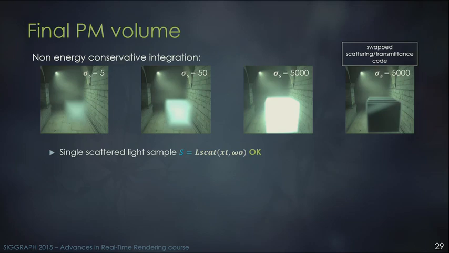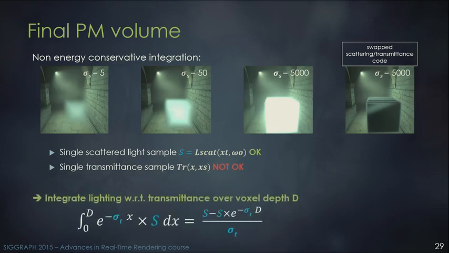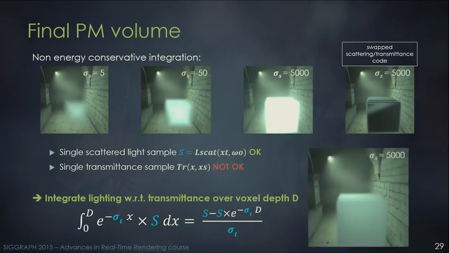But what is going wrong in this case, in fact, is that we consider that the transmittance is constant for each depth slice. And this is the problem, because transmittance should be 0 at the start of the depth slice and should be what it should be according to extinction at the end of the depth slice. So what we do instead is temporally integrating analytically the scattered light as a function of transmittance, using this simple formula, and that just solves the problem.